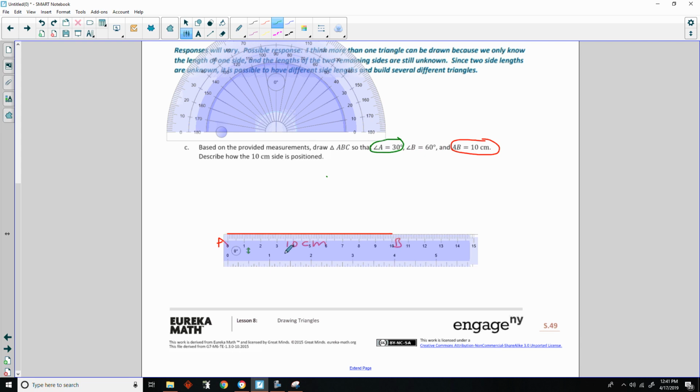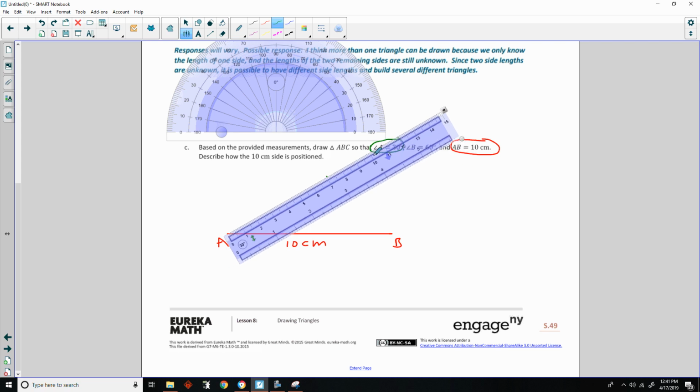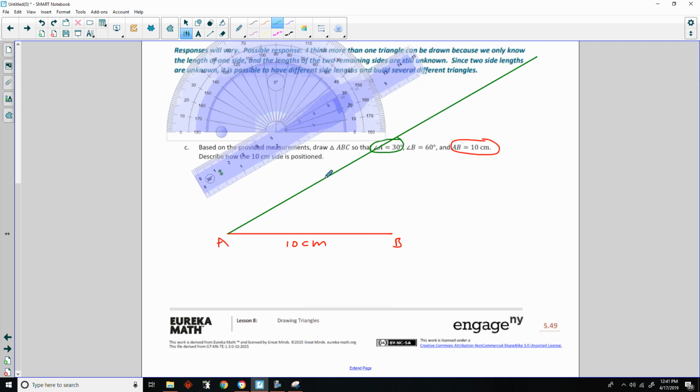Okay, and I want to put that right on 0, right there. Rotate it up, like so, and I will draw a segment. Okay, I don't know how long it's going to be, so I'll just draw a really long one like that. Okay, so there's angle A right here, and it is 30 degrees.